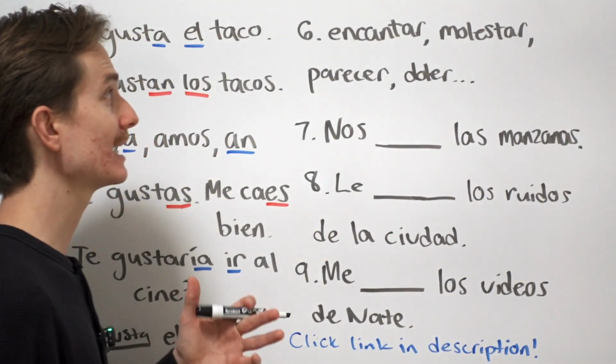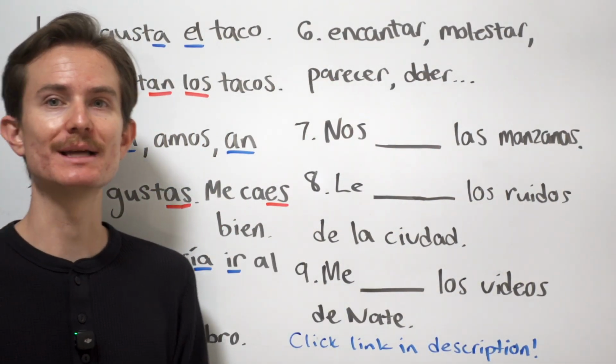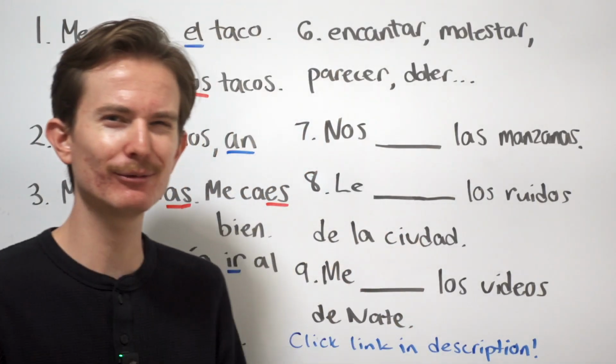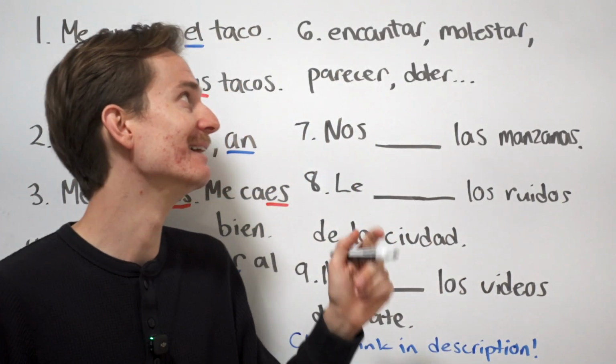Now, coming over to this side of the whiteboard, we have other verbs that behave like gustar. I don't know why I did that little ninja turn there, but you know what? It's over. I already did it, so it's fine.